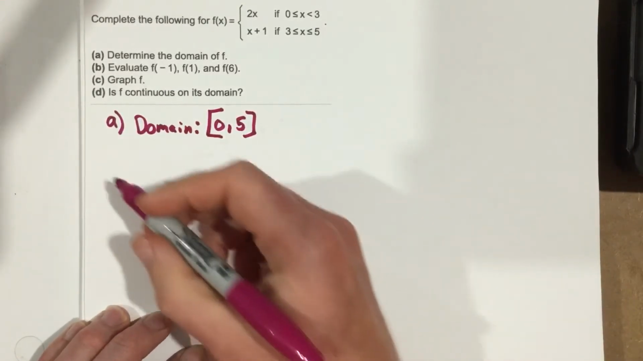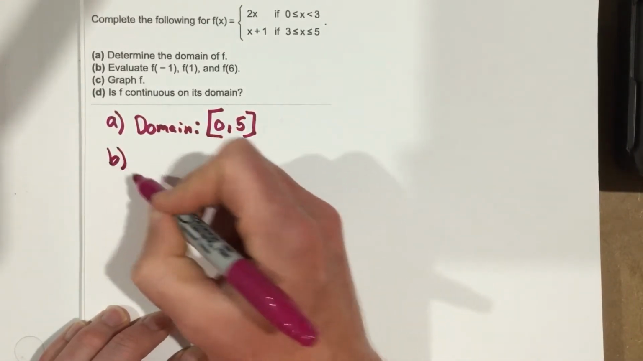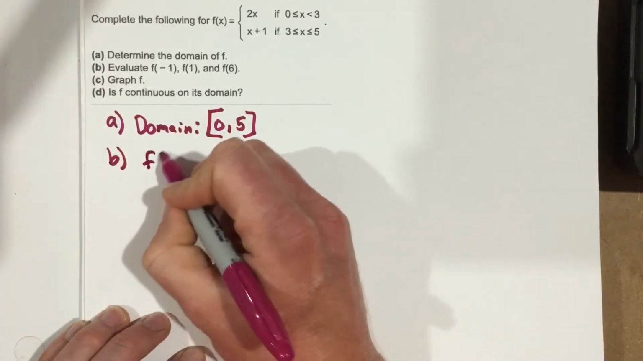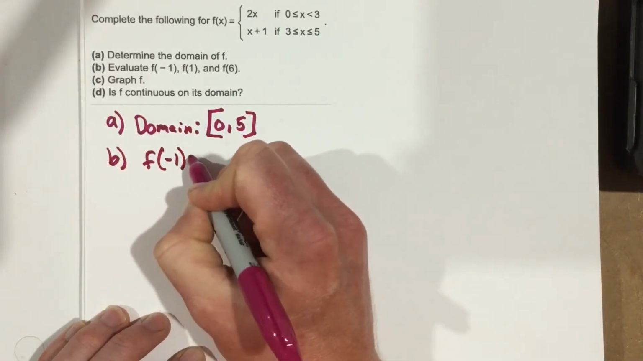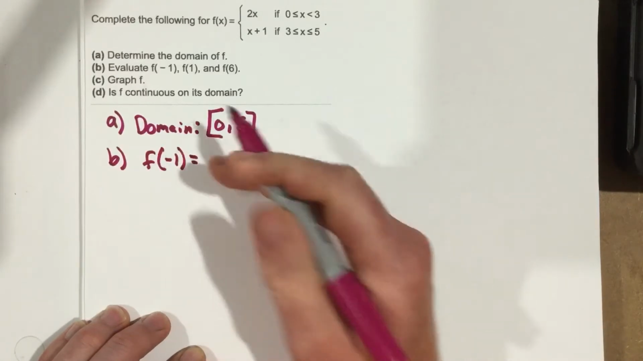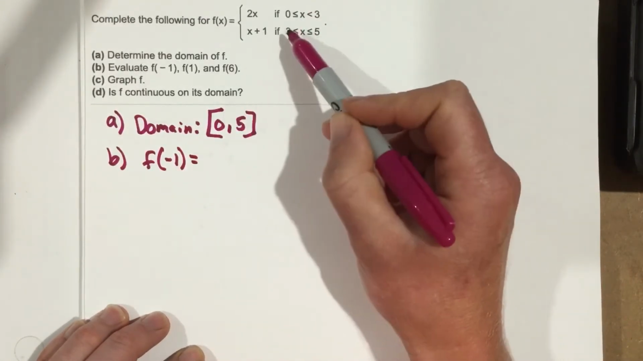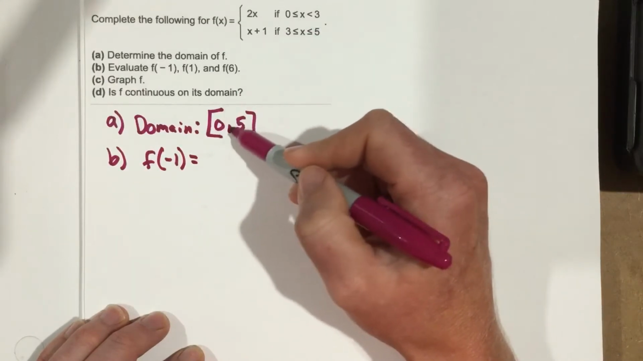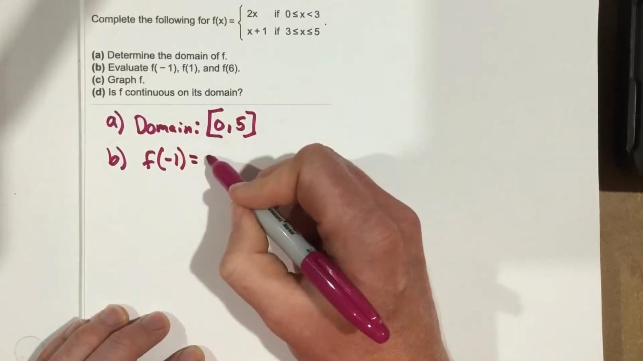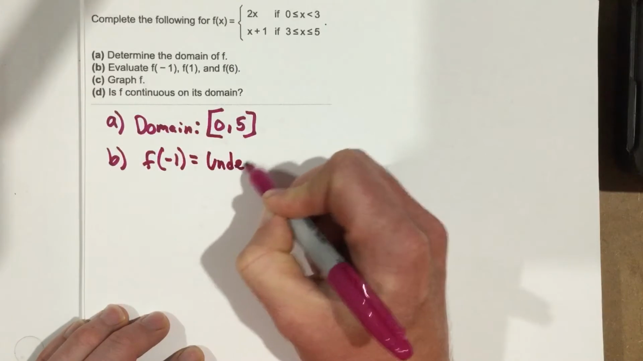Nothing else, though. Part B says to evaluate f of negative 1. Well, f of negative 1, we just talked about our domain being 0 to 5. So can you plug in negative 1? Well, no, because our domain is 0 to 5, so f of negative 1 would be undefined.